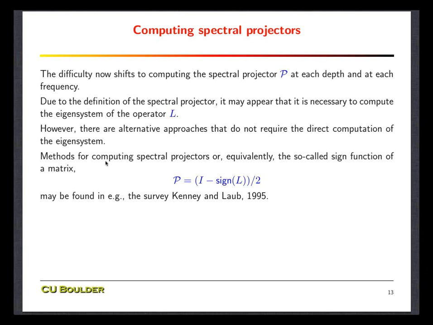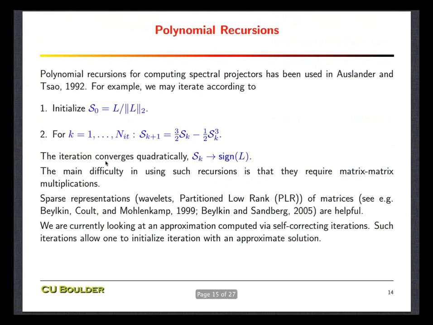The projector is related to the sign function in a very simple way. So you don't have necessarily to compute the eigenfunctions in order to compute spectral projectors. That's one of the important observations. For example, this iteration that is written above will converge to the sign function of an operator. So let me give you a proof.